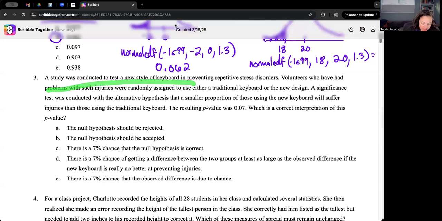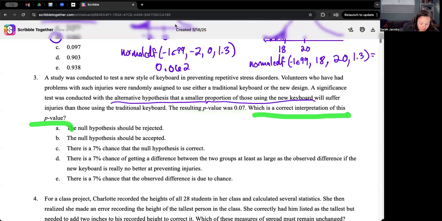A study was conducted to test a new style of keyboard in preventing repetitive stress disorders. Volunteers who have had problems with such injuries were randomly assigned to use either a traditional keyboard or the new design. A significance test was conducted with the alternative hypothesis that a smaller proportion, so here's our alternative hypothesis, that a smaller proportion of those using the new keyboard will suffer injuries than those using the traditional keyboard. The resulting p-value was 0.07, which is a correct interpretation of this p-value.